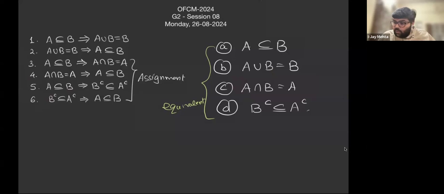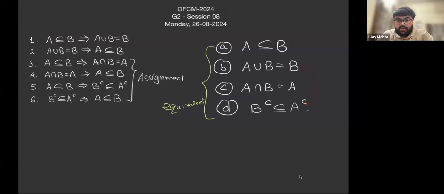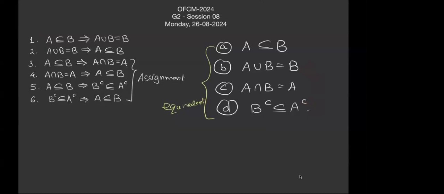Can I use all these 6 statements to conclude that all these 4 are equivalent? Can I go from 1 to any of these? If I want to show that D implies B, how do I show it, Bhakti? Sir, by 6 or 1. Yes, 6 or 1.